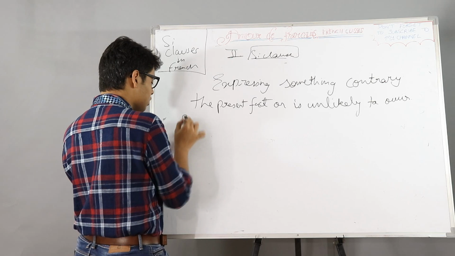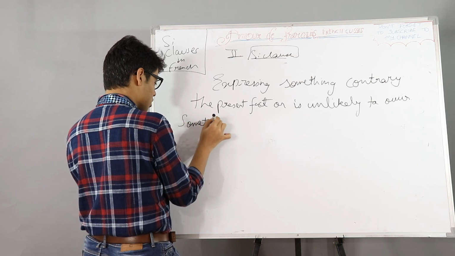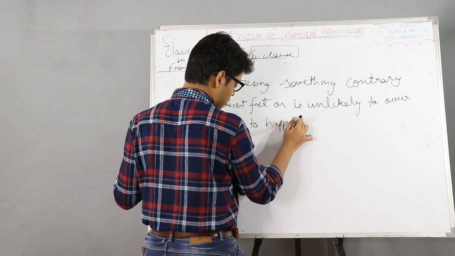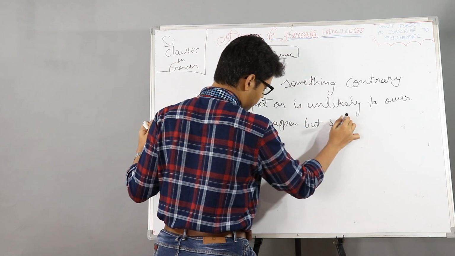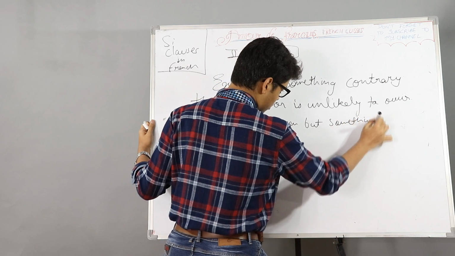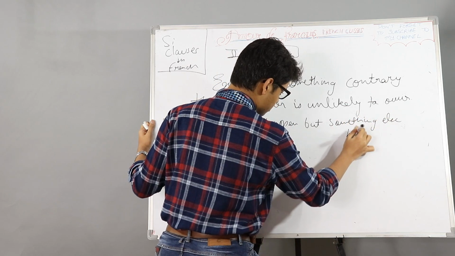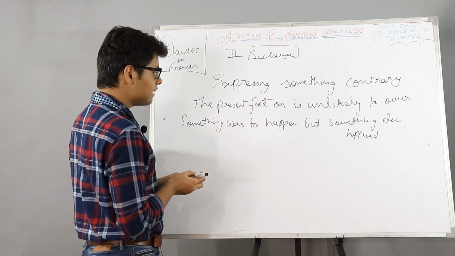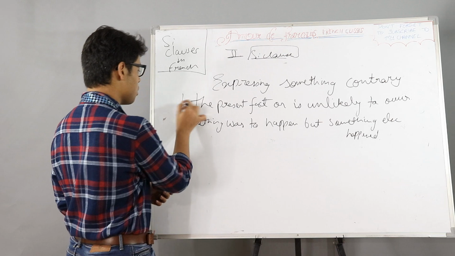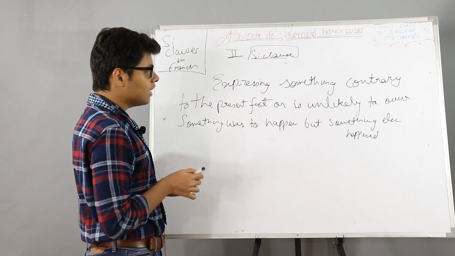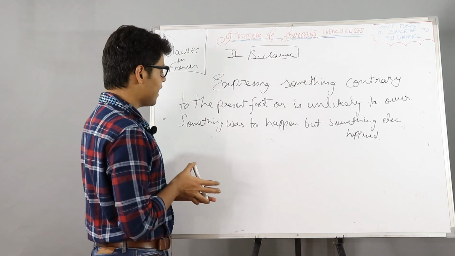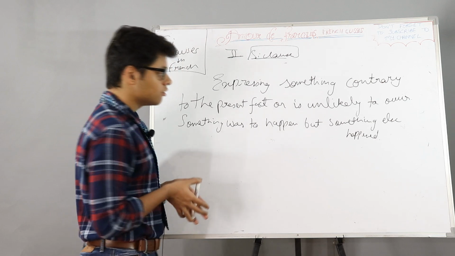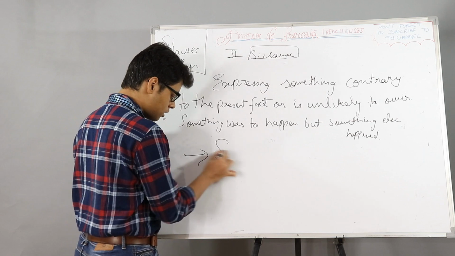In other words, something was to happen, but something else happened. Reading at a go, expressing something contrary to the present fact or is unlikely to occur. Something was to happen, but something else happened. Okay, so let's have a sentence.